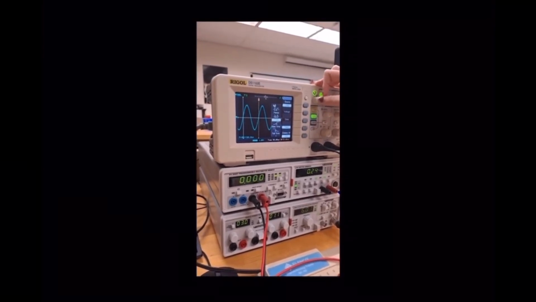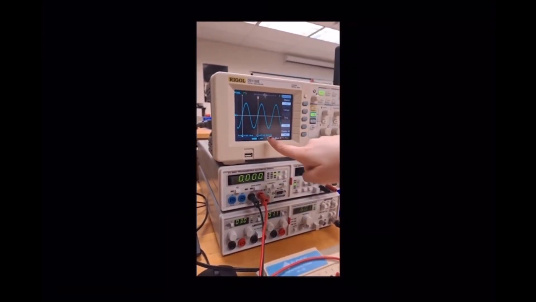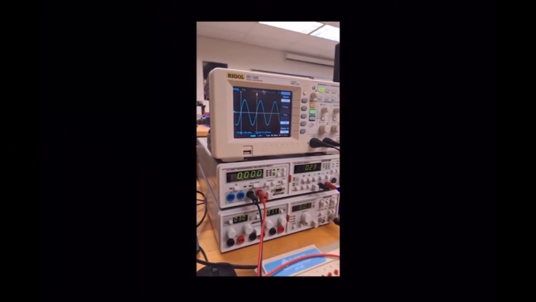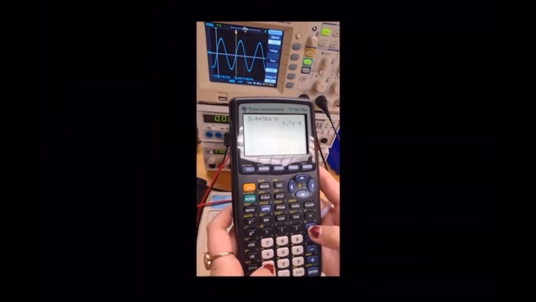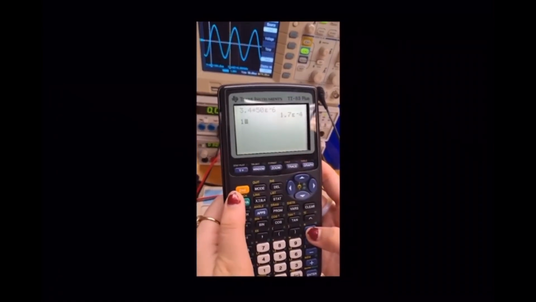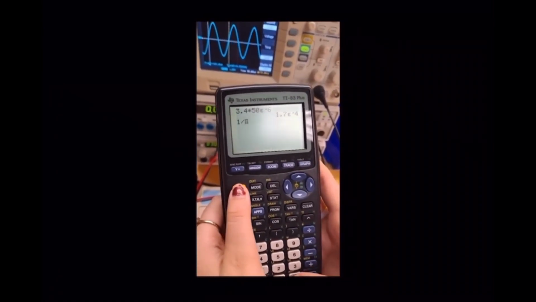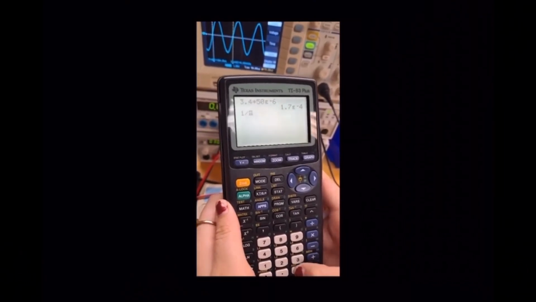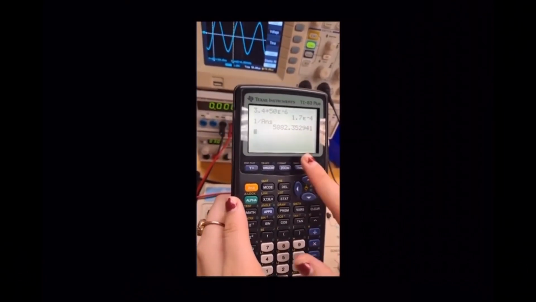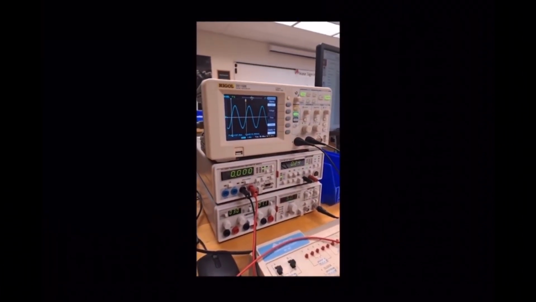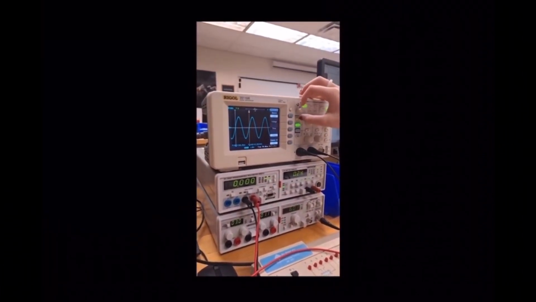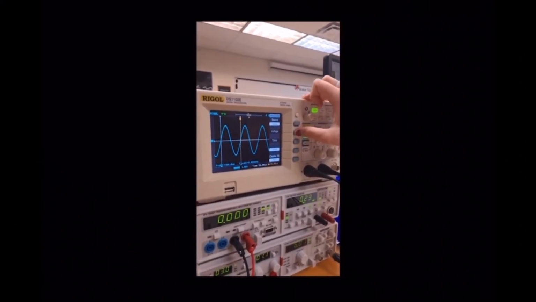Now for frequency, we're going to go back down to time and just select frequency, and we see that it's around 6 kilohertz. For old school, we'll take the inverse proportion of our period, 1 over T, so 1 divided by 1.7 times 10 to the negative 4th, and it's nearly 6 kilohertz. It's less accurate than the new school method, but it's very close and it's a good estimate.